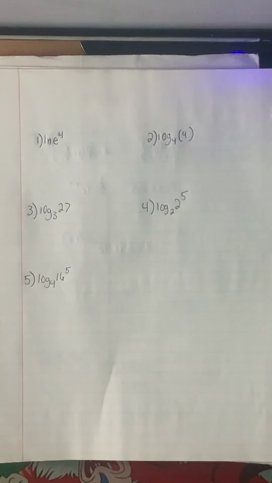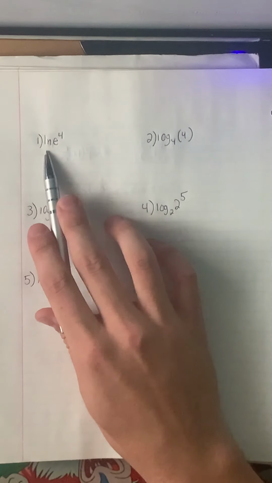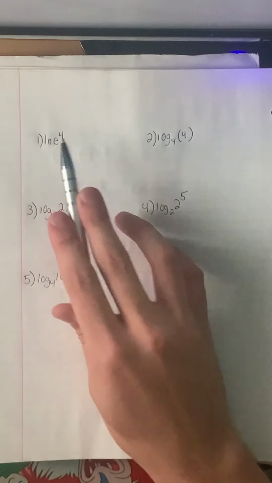Okay, for problems like these, a lot of it is just knowing your log rules and knowing how your ln and e's work. Your log rules come in very helpful here. I'll start up here with this one. So we have ln e to the fourth.